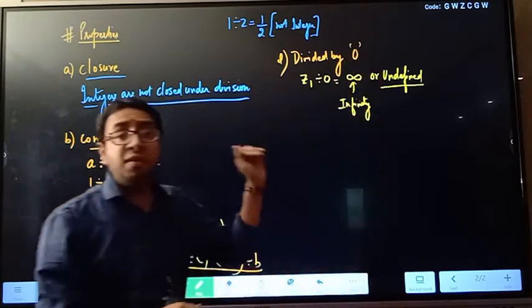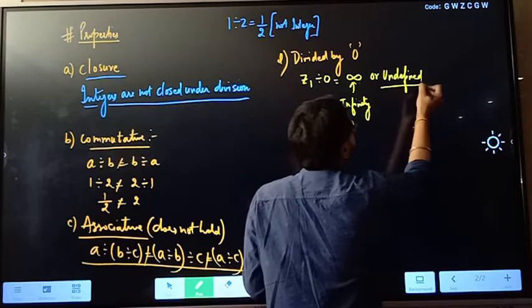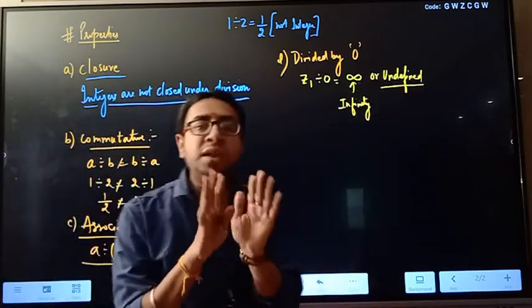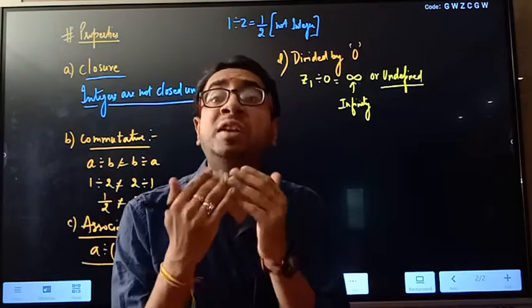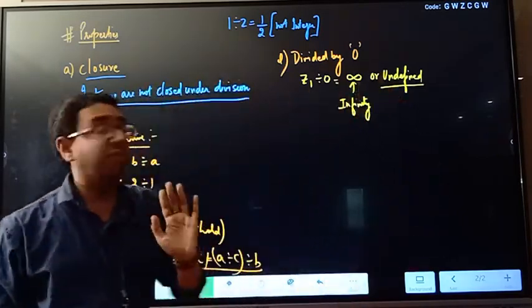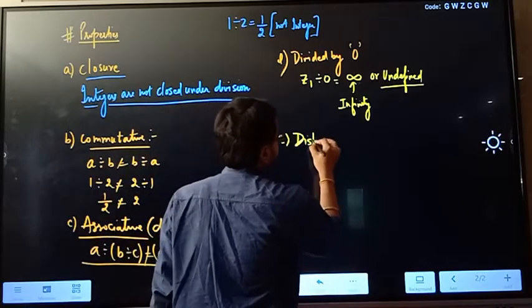Do remember, whenever any number is divided by 0, the result is always undefined or infinite. Don't say 0. Multiplication by 0 is 0, but when we divide any number by 0, the result is always infinity or undefined. Clear? Next, the distributive property.